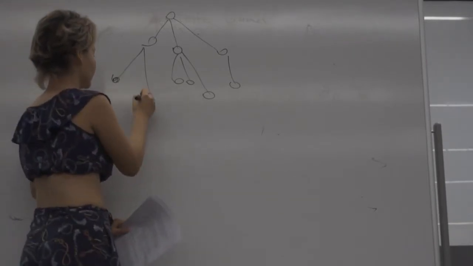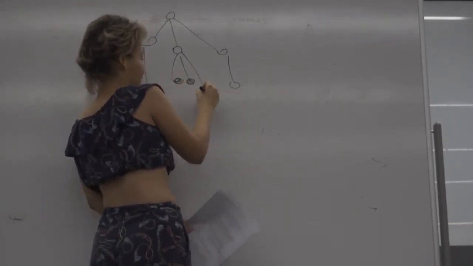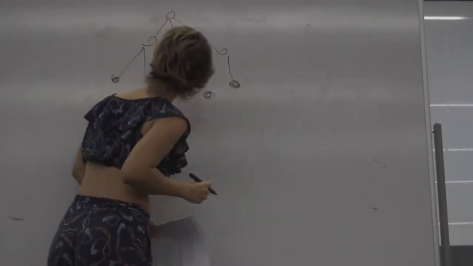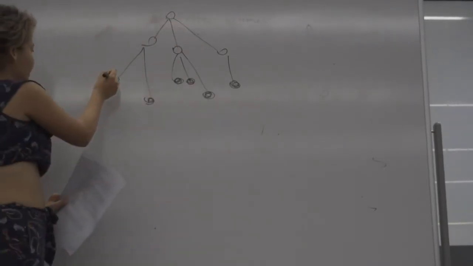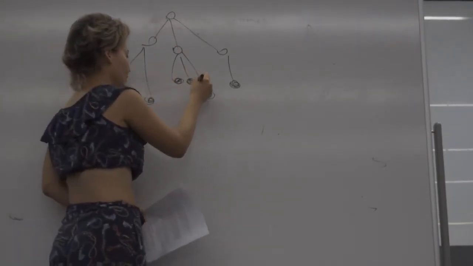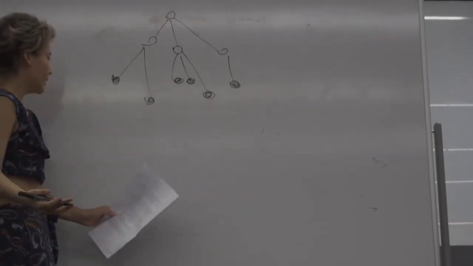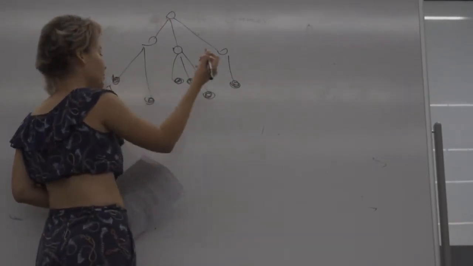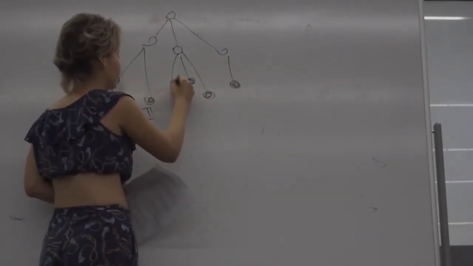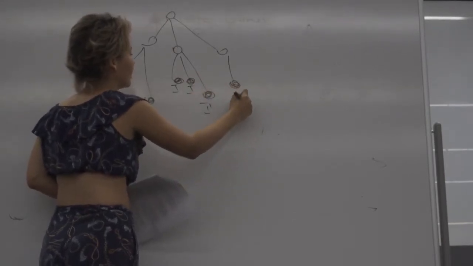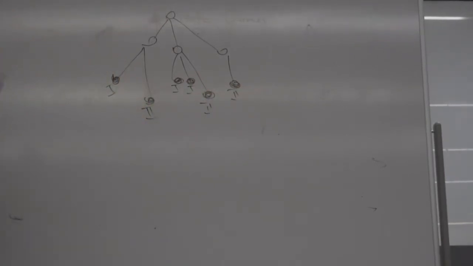So we have leaves in the graph because it's finite, so that's what's so great about it. And we know exactly in which position somebody won, right? So for example, here the first person wins, here the second, here the first, second. Okay, so let's just look at several cases.